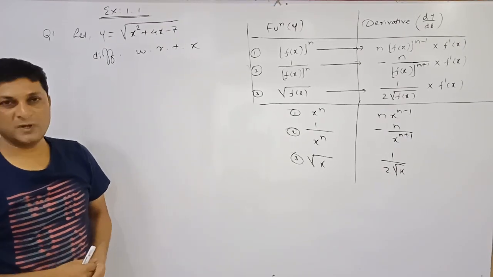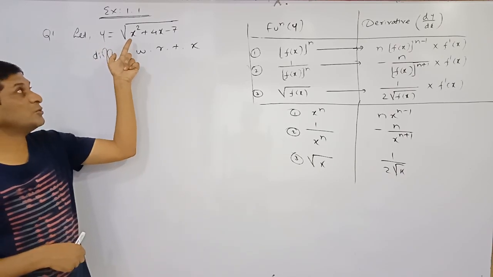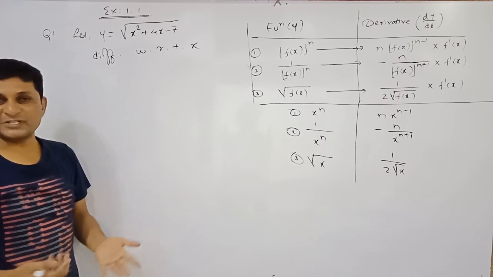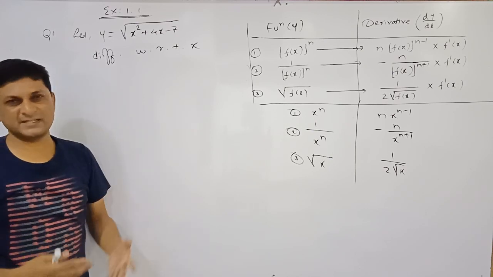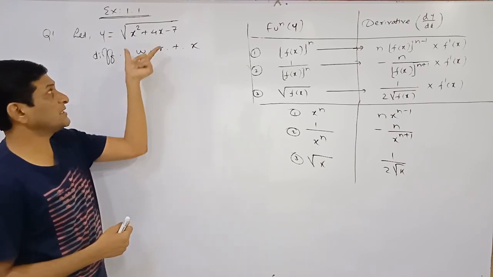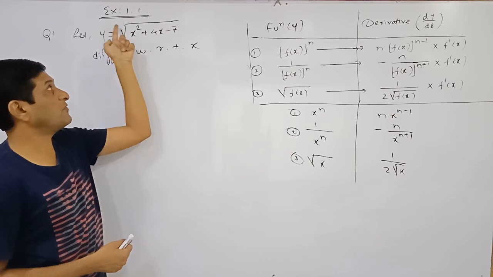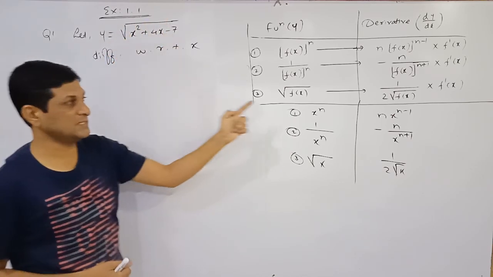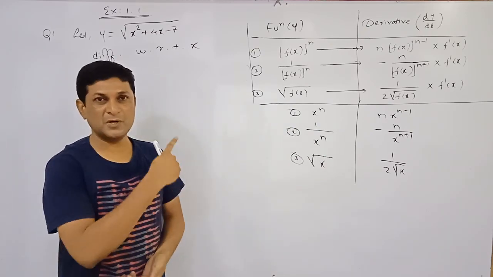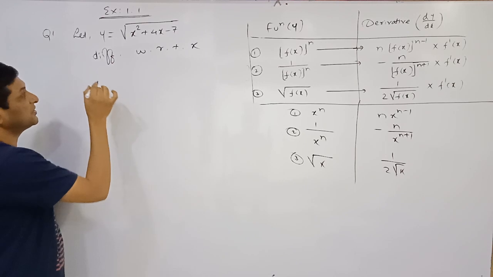So let us try to solve example number 3. Here the given function is under root x square plus 4x minus 7. To find its differentiation, in every example while finding the differentiation, you have to check which formula this term is in the form of. So here it is in the form of under root f of x, isn't it? It is in the form of root f of x. That means to find its differentiation, we have to apply this formula. So let us find its differentiation applying the third formula.